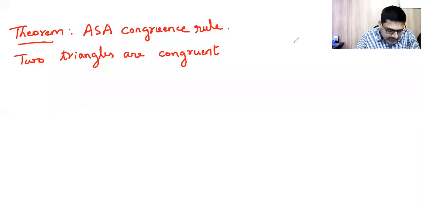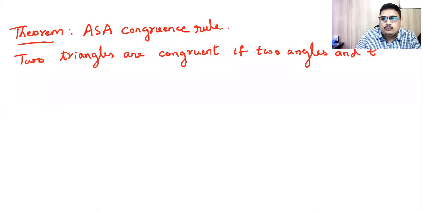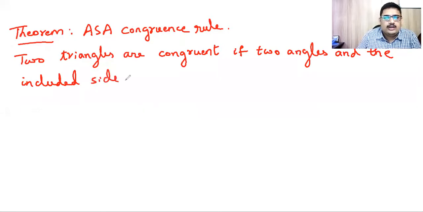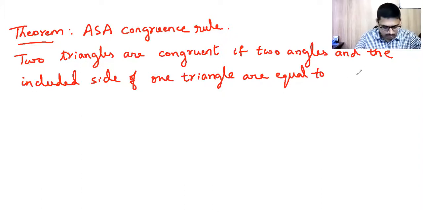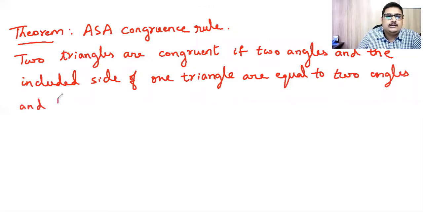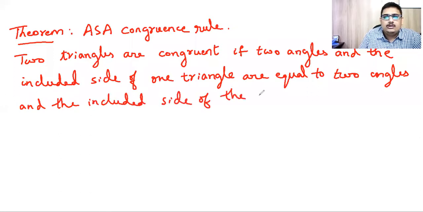Two triangles are congruent if two angles and the included side of one triangle are equal to two angles and the included side of the other triangle. Anybody any doubt with this theorem?